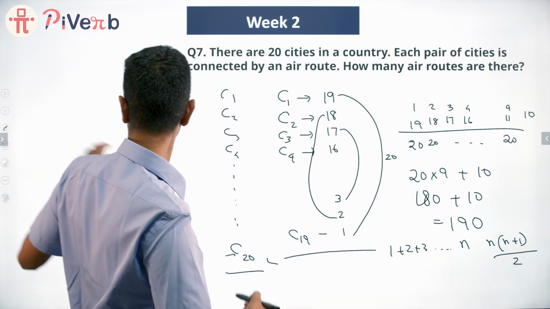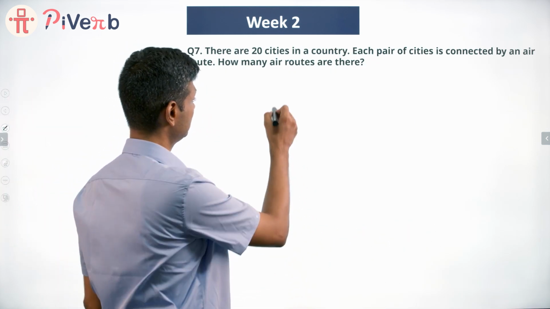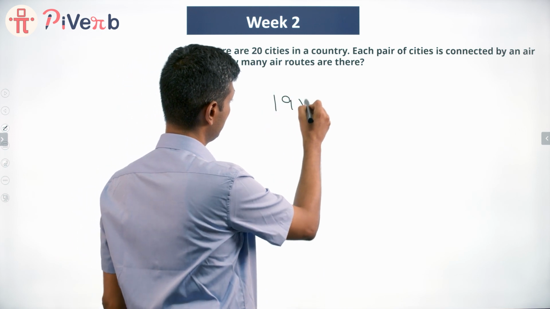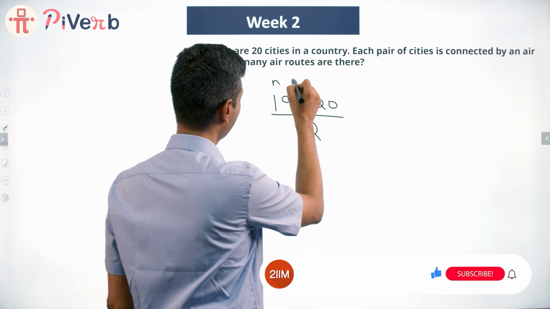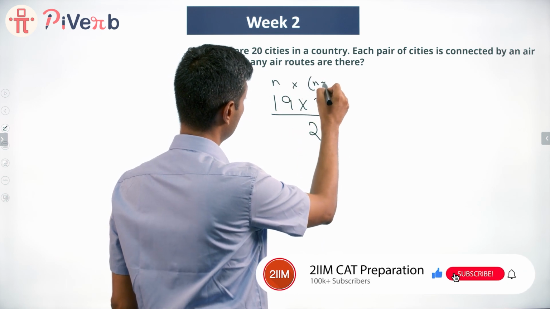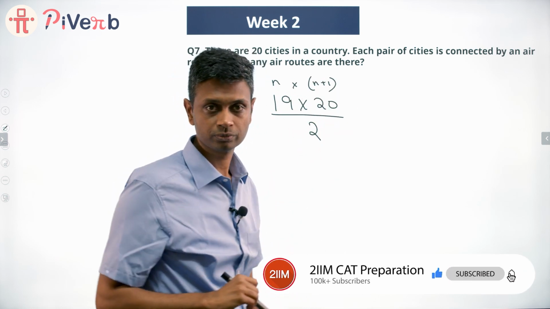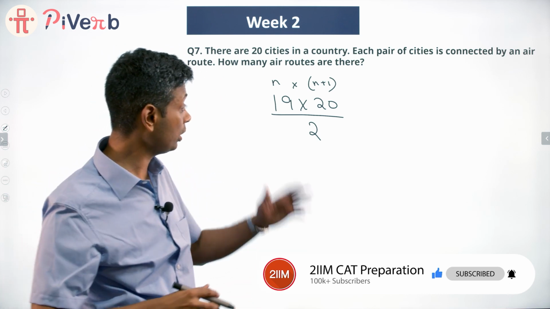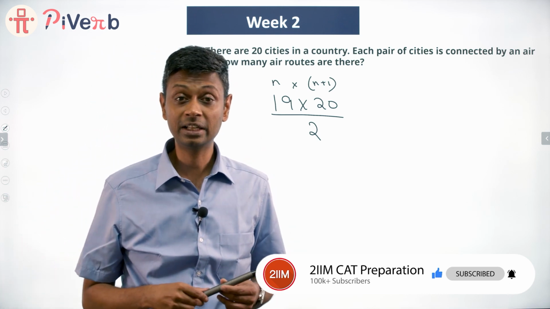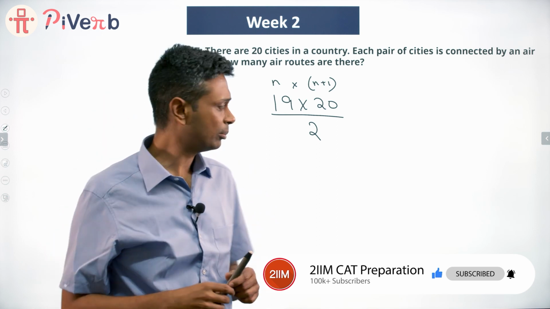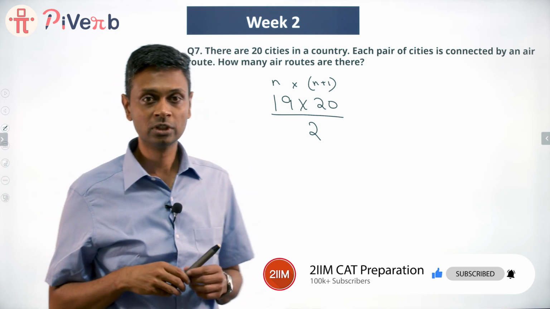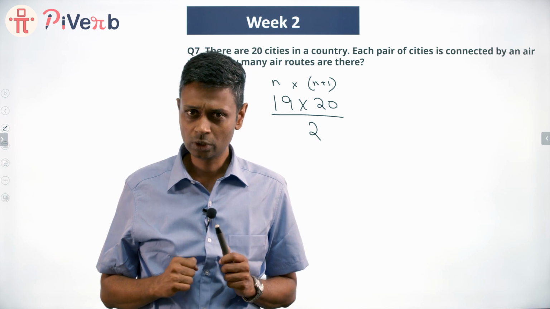So the sum of all natural numbers till 19: 19 into 20 divided by 2. n into n plus 1 divided by 2, where n is 19. I'm adding all natural numbers till 19, so 19 into 19 plus 1, 19 into 20 by 2. The sum of all natural numbers till n is n into n plus 1 by 2.